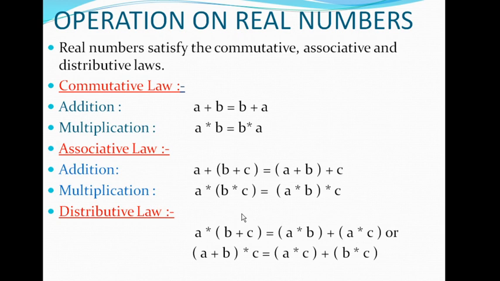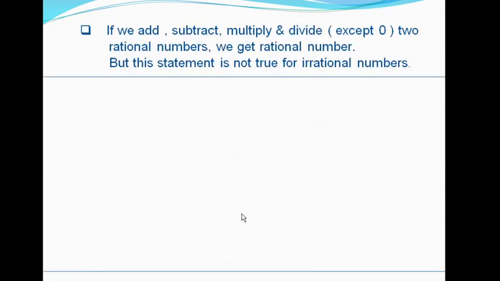So what is the first property of real numbers? That real numbers satisfy commutative, associative and distributive laws. Next, if we add, subtract, multiply and divide, except by 0, rational numbers, we get a rational number. It is very important, students. In division, we have to exclude 0, which means we do not want to include 0 in the division.